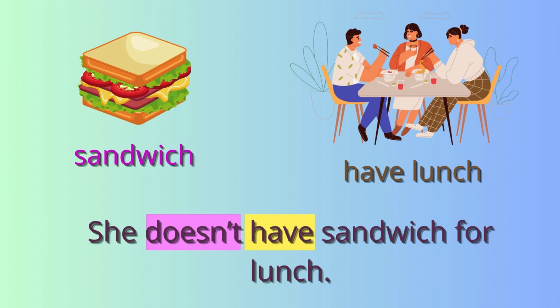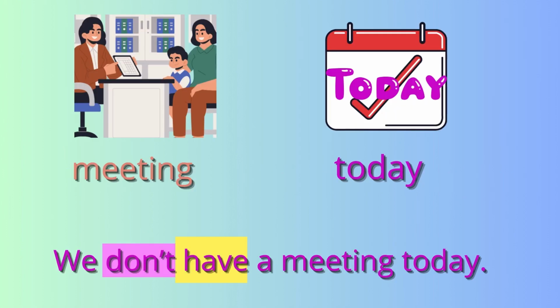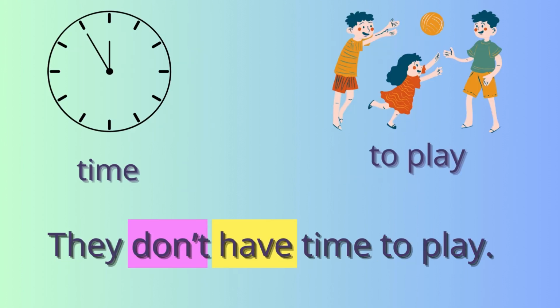Sandwich. I have lunch. She doesn't have a sandwich for lunch. T-shirt. Have spots. Any spots? It doesn't have any spots. Meeting. Today. We don't have a meeting today. Time. To play. They don't have time to play.